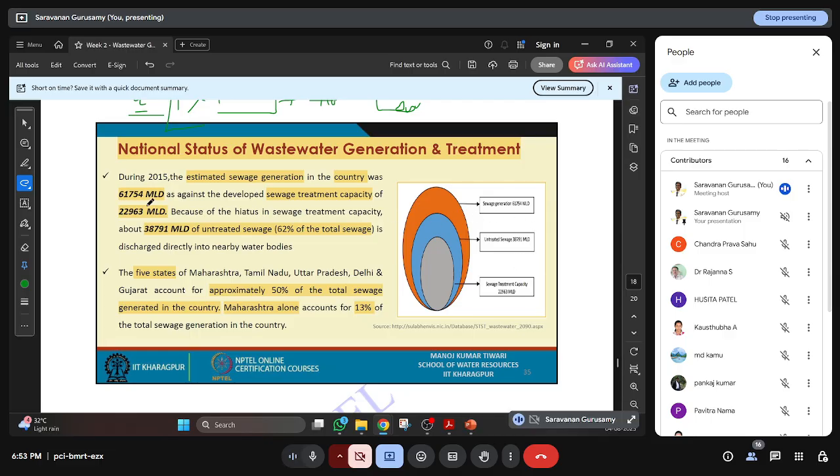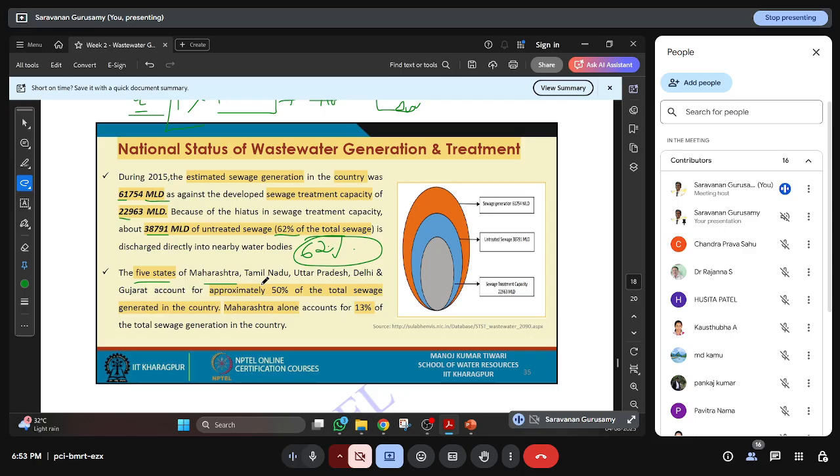Totally, we have 61,000 million liters per day of sewage that is generated, out of which we have sewage treatment capacity for only 22,000. So we are treating that. The remaining 38,000, around 60% or 62%, is untreated wastewater that is directly discharged into the nearby water bodies. This is the statistics of our Indian subcontinent.